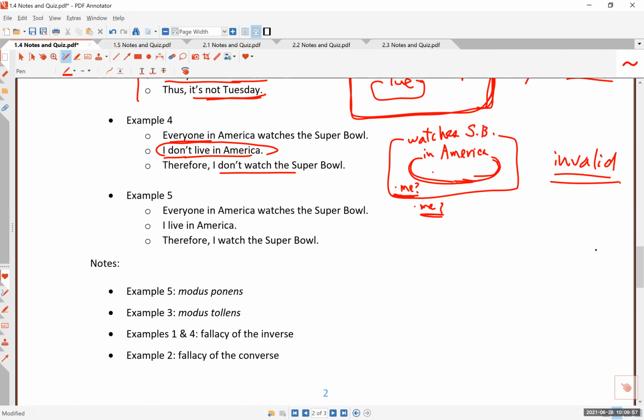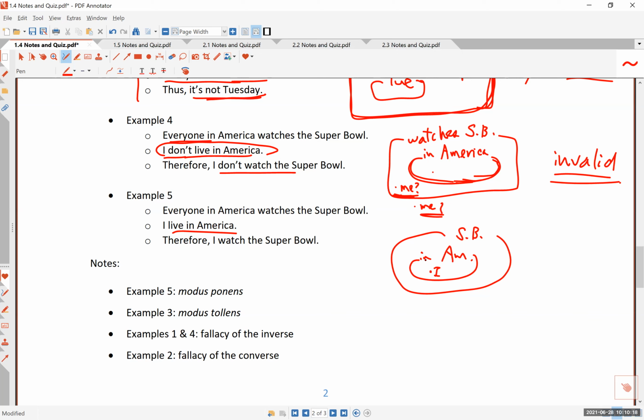Number 5, everybody in America watches Super Bowl. Oh, that's the same picture. Okay, so in America, Super Bowl watching people, same diagram as before. This time though, the second statement says, I live in America, so I am right here. Okay, I am right inside of the inner circle.